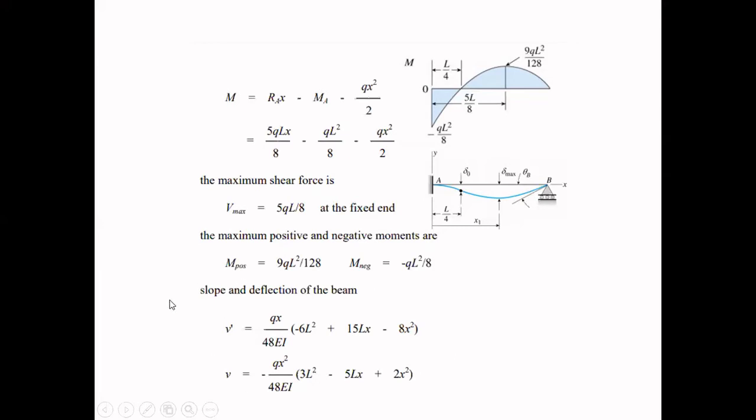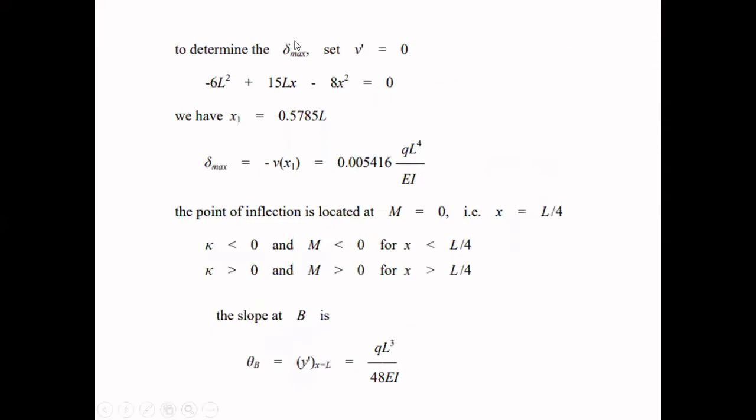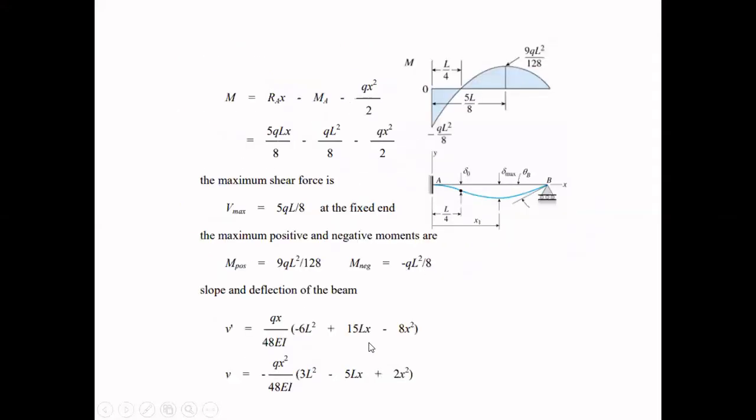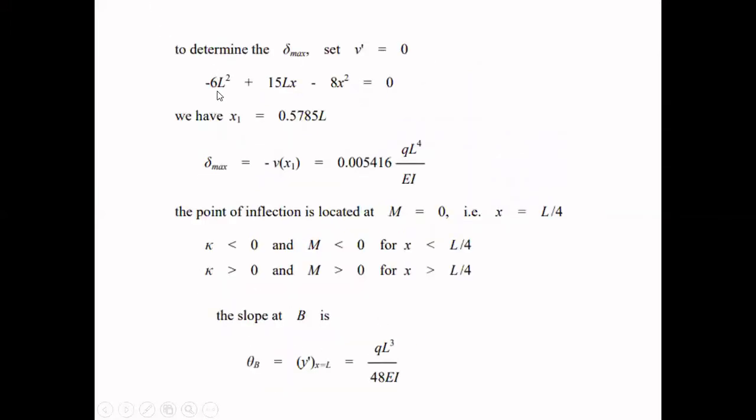So this equation is for slope and this equation is for deflection. We'll simply apply the boundary conditions and calculate the final slope and deflection at any point. To determine the maximum slope, we know V dash is equal to zero. So in this case, we put the value of V dash equal to zero and calculate the maximum slope. The equation turns out to be like this.